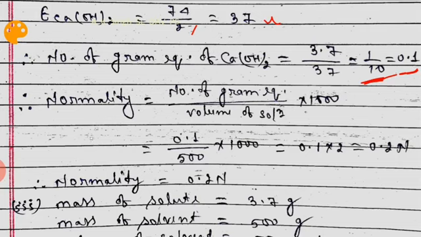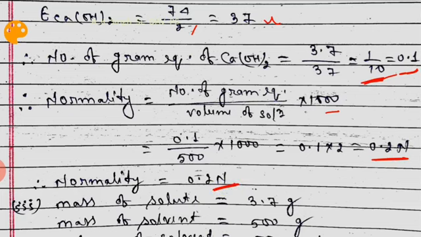Now, normality. Normality is equal to number of gram equivalent by volume of solution into 1000. It is equal to 0.1 by 500 into 1000, which is 0.1 into 2, equal to 0.2 N. What does it mean? 0.2 gram equivalent of calcium hydroxide is dissolved in 1 liter of distilled water. Therefore, normality is equal to 0.2 N.